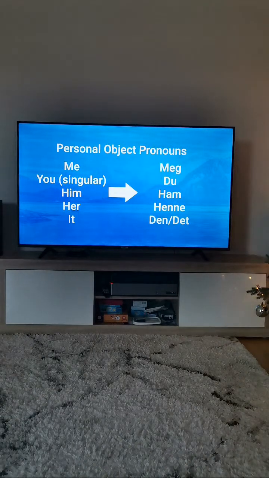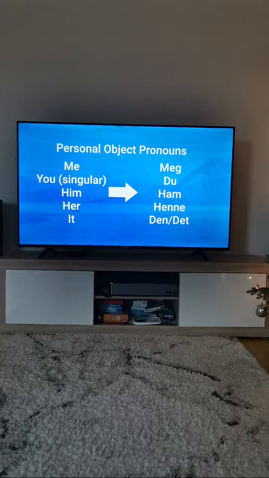Alright, in order to form some full sentences, we're going to learn the personal object pronouns. They are meg, deg, han, henne, den, det. Den and det is obviously the same as earlier. I just want to note something about ham here.